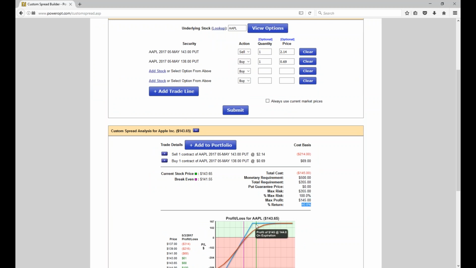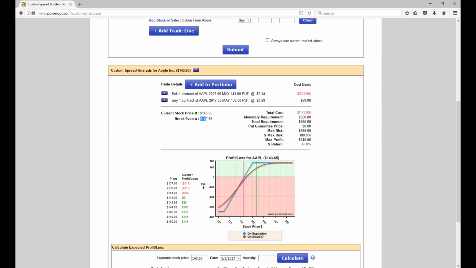I'll never see that on a 5-day out trade on Apple again. It'll be 25 cents or 30 cents for a 5-point risk. Okay? And that's what you'd expect because it's normal. This is not normal because earnings are coming up. My max loss occurs if the stock falls below 138. I start to get a loss if it goes below 141. The stock's only at 143.65.